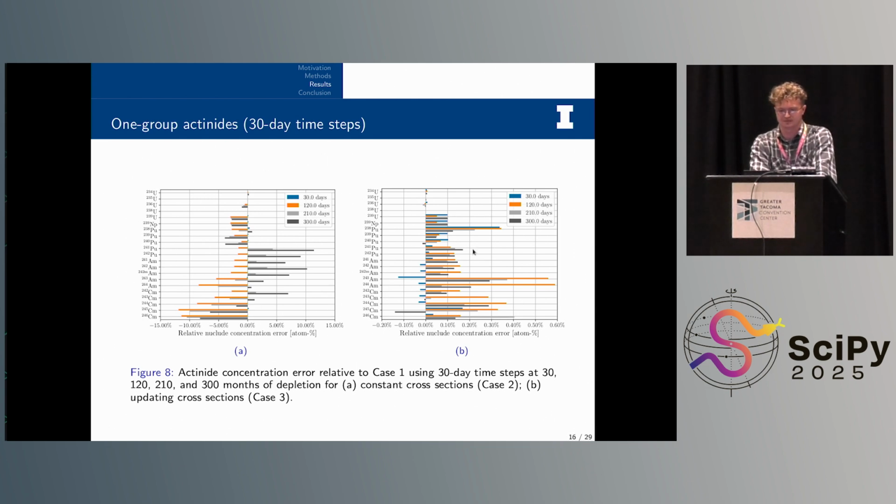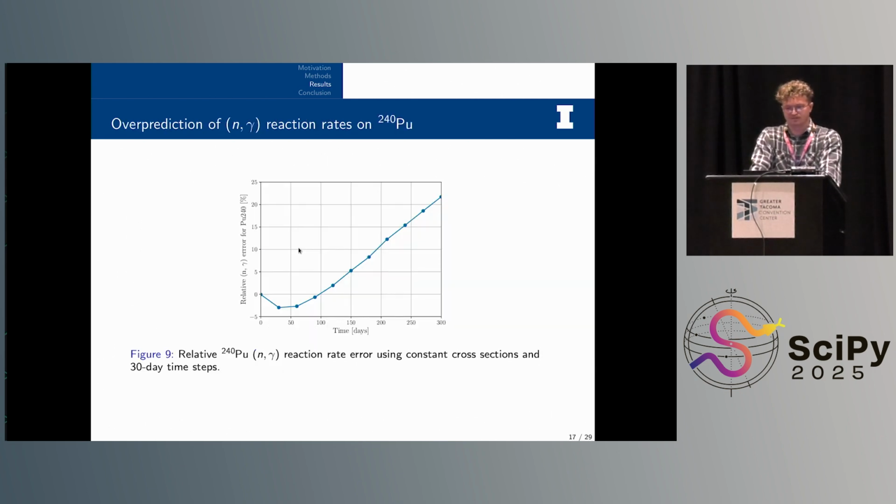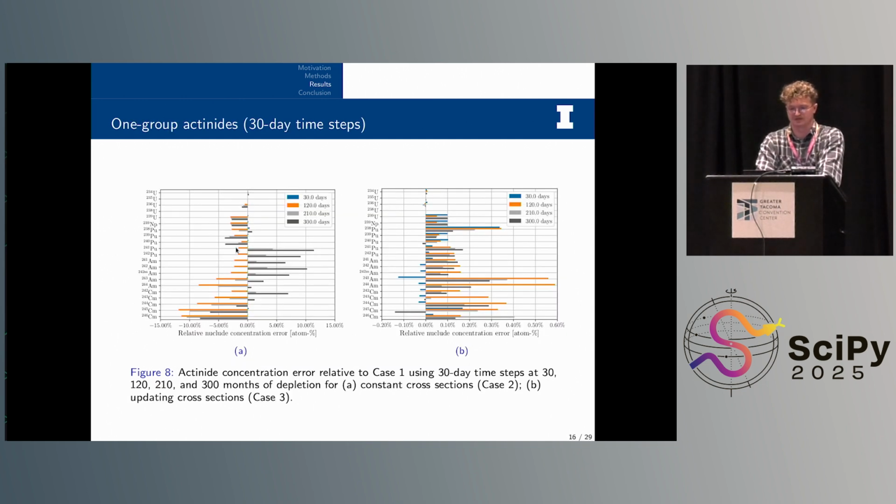For case 3, it doesn't matter. Error is low enough. The reason that this is happening is, well, it really depends on the specific nuclide and reaction we're looking at. For something like plutonium-241, we see it starts under and then it goes up. Most of plutonium-241 is produced from the N-gamma reaction with plutonium-240. The reaction rate of plutonium-240 N-gamma is following that same trend. So that sort of explains why we're seeing this flipping.